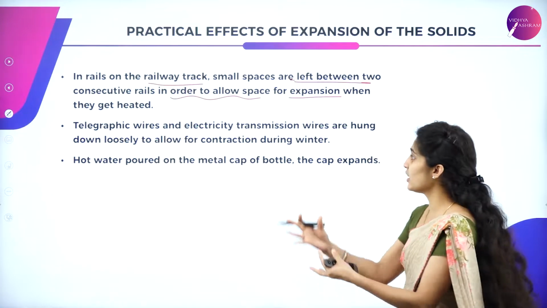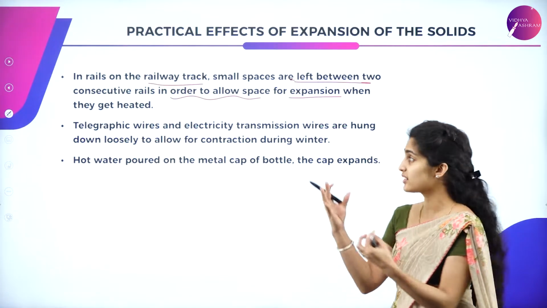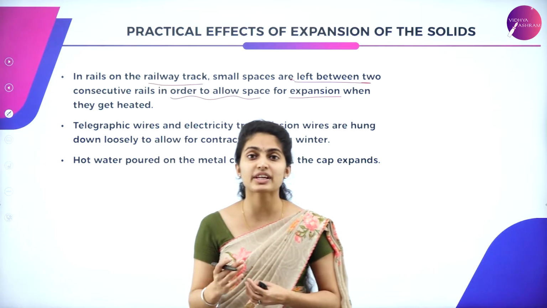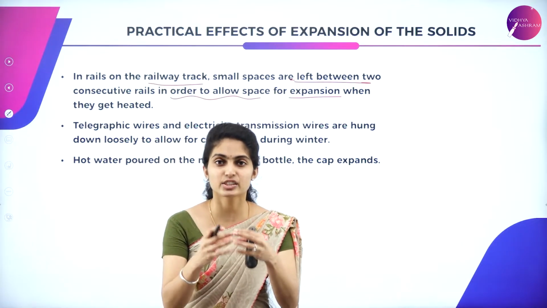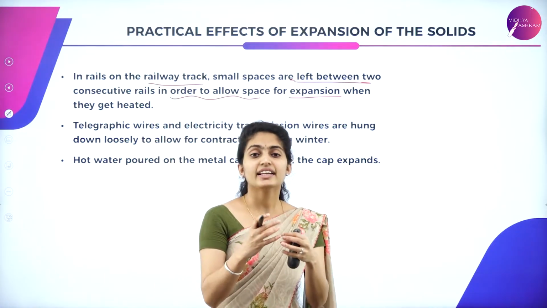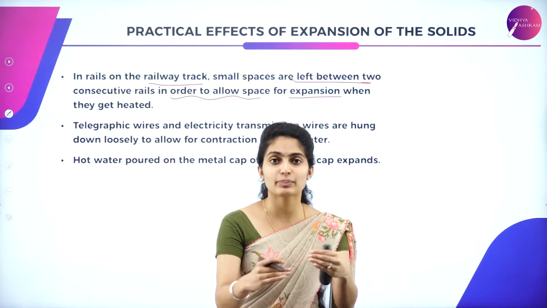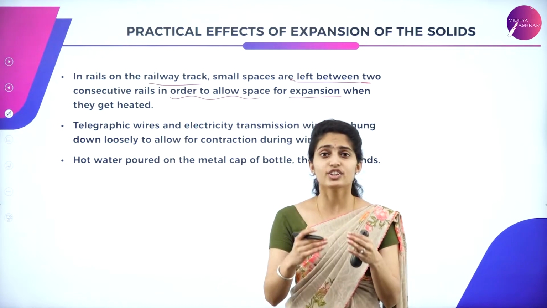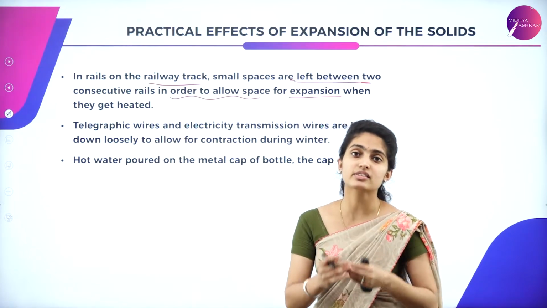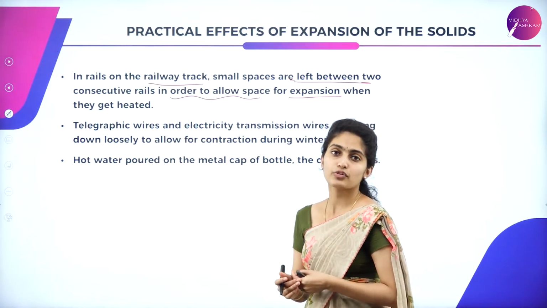When this is the thing, what happens when there is a summer, that is when they get heated during summer seasons? Rails present in railway tracks start expanding. So suppose if there is no space, what happens? It merges and it will be crooked. The railway tracks will be in different shapes. That is why, in order to lessen those things, these railway tracks are provided with certain gaps. That is all about your first point.